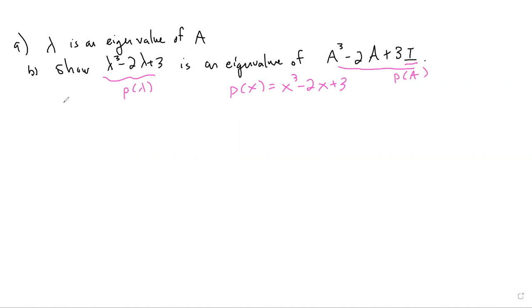So if lambda is an eigenvalue of A, we do know what that means: there's a non-zero x vector with Ax equals lambda x, right? So anytime you're told that something's an eigenvalue, this is how we want to translate that, because this is going to be usable. This gives us a math equation that we can manipulate. And so our goal is to show this eigenvalue here.